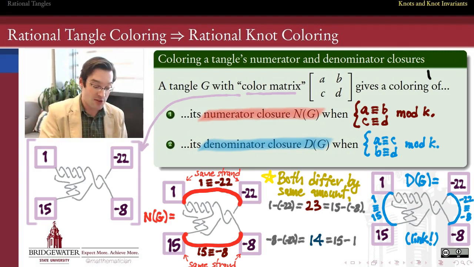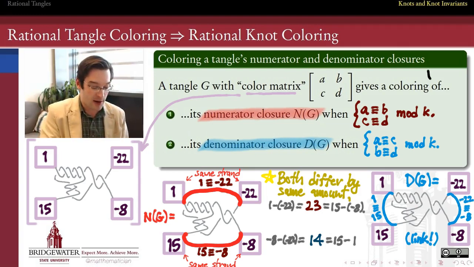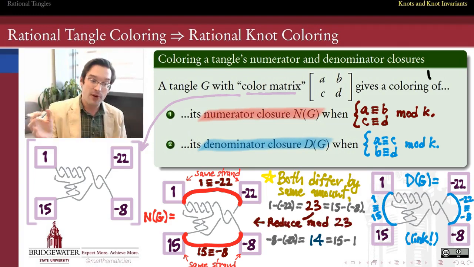And it turns out that just like in the numerator closure case, those vertical differences are also the same on the right side as they are on the left side. 15 minus 1, 14. Negative 8 minus negative 22, also 14, which also feels meaningful. Right? That somehow what we're noticing is that it doesn't matter if we look on the top or the bottom, if we're looking at the difference between these entries. The difference is the same across the top as it is across the bottom, and the difference is the same across the right as it is across the left. And each one of those is going to give me a modulus where if I reduce by that modulus, then I'm going to get a valid coloration of the associated knot or the associated link.